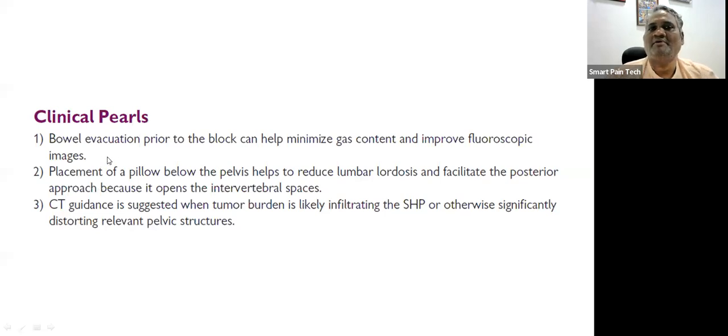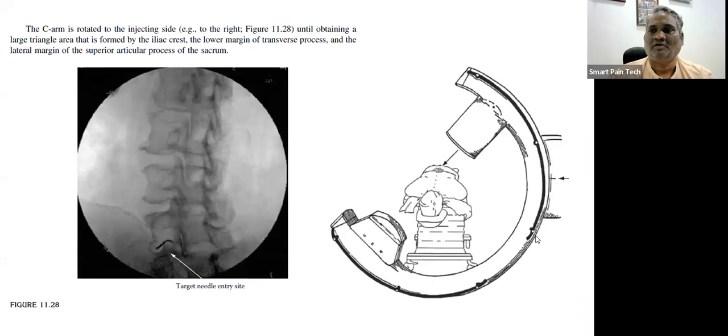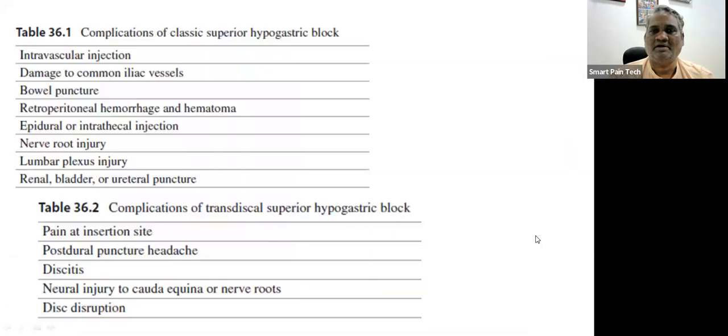Now here, bowel evacuation is important because it's a pelvic component, your rectum and all are over there, so it may impair your vision most of the time. Okay, you place a pillow to reduce the lumbar lordosis, and CT guidance is suggested when the tumor is infiltrating the SHP. Even for the pancreas, an anterior approach or CT guidance is always preferred if the tumor is infiltrating. But I usually go for a splanchnic nerve block for that procedure. Okay, so I think we had covered this already.